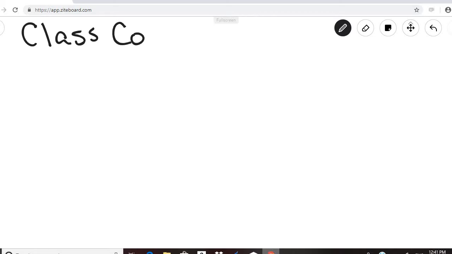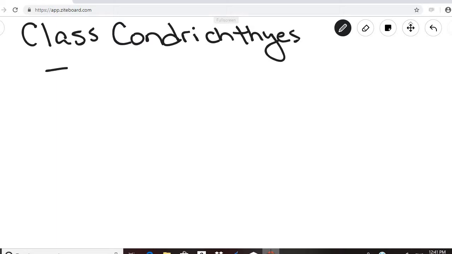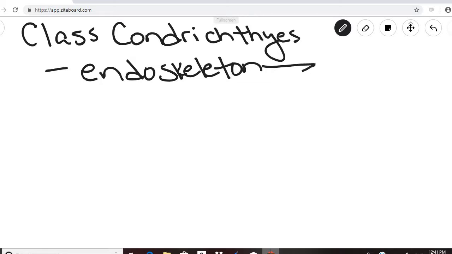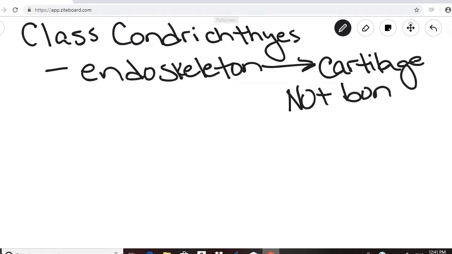Chondrichthyes. The thing that's going to categorize this class is that they have an endoskeleton, but that endoskeleton is made of cartilage, not bone. But unlike the other ones that we just saw, they do have a jaw. Okay, so that's what sets them apart from the lampreys.